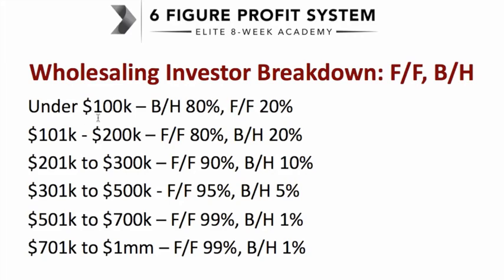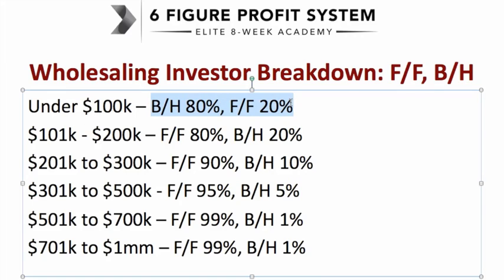So when you look at the under 100,000, if you were to say, well, of all the available investors I could wholesale to, who are they? Well, 80% of them are going to be buy and hold investors. Maybe 20% of them are going to be fix and flippers. When you go to the 100 to 200, 80% of them are fix and flippers, and only 20% of them are buy and hold.